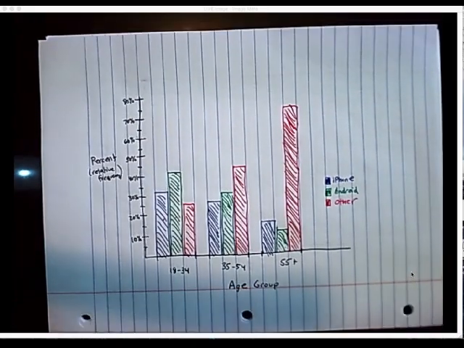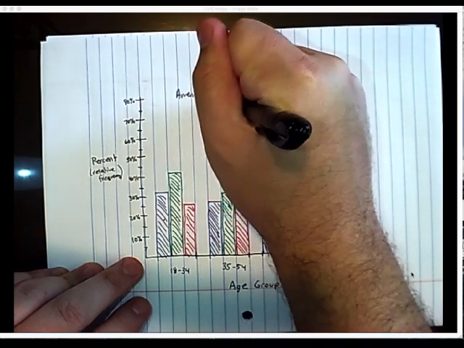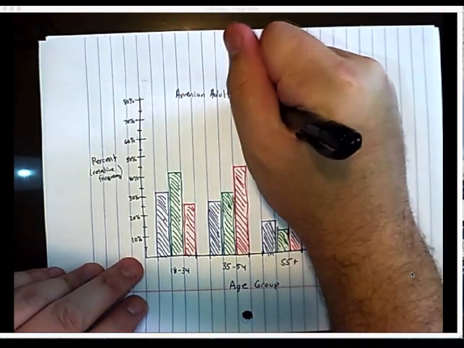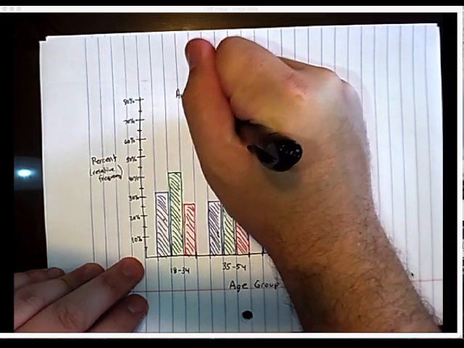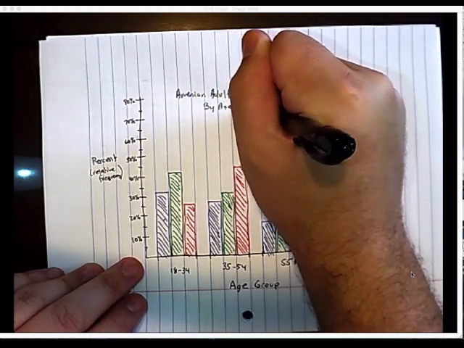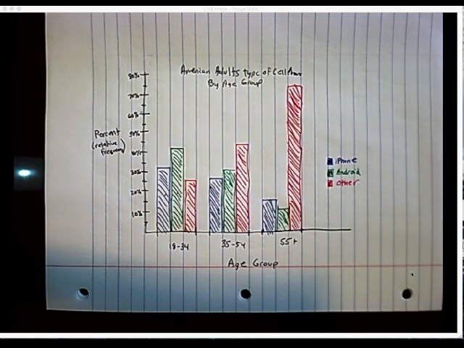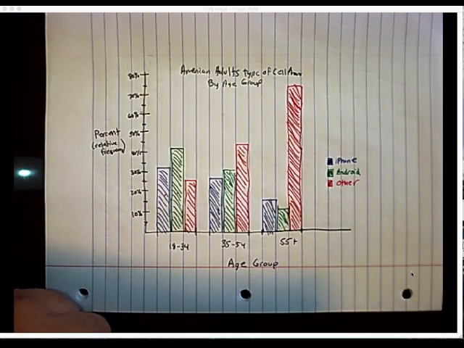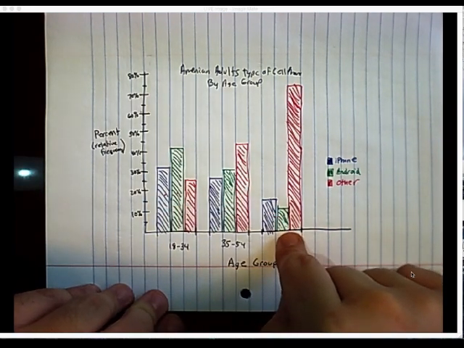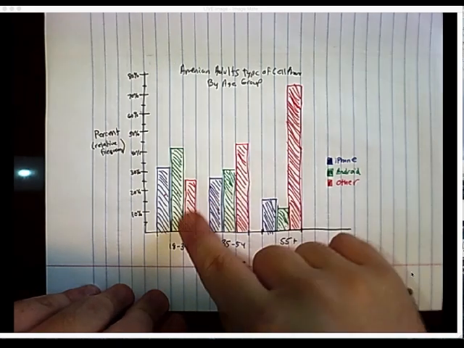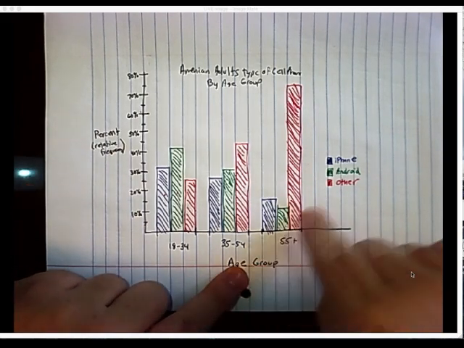All right, let's give this a title. We can say American adults' type of cell phone by age group. And you can see something: these two variables are definitely associated with each other. As people get older, their use of iPhones and their use of Androids diminish, but their use of other types of phones other than those two gets higher. So these two things affect each other.